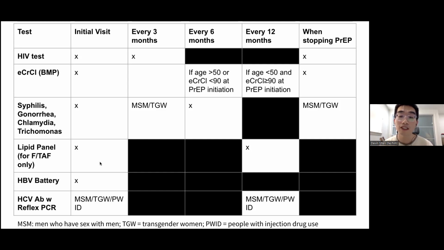But if the patient is less than age 50 and has normal renal function greater than 90, when you start PrEP, then they can get a BMP every year. Lastly, you would also want to obtain a lipid panel and a hepatitis C testing every year. At the time a person stops PrEP, they should also get a HIV test, a BMP, and an STI screen at the time of stopping PrEP.